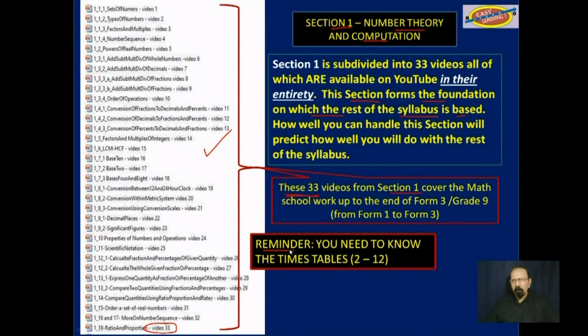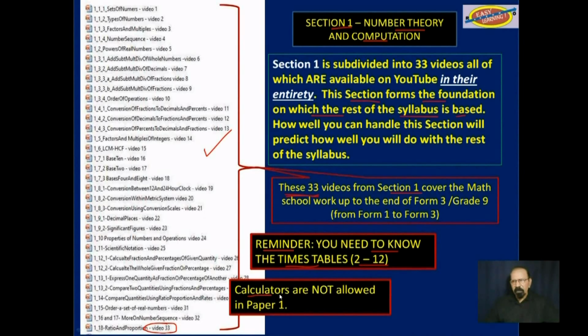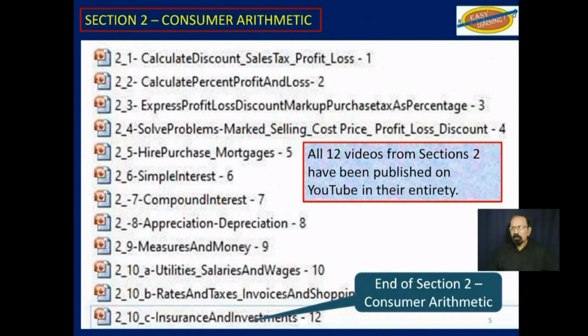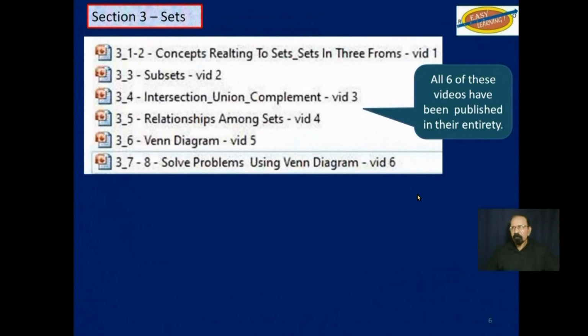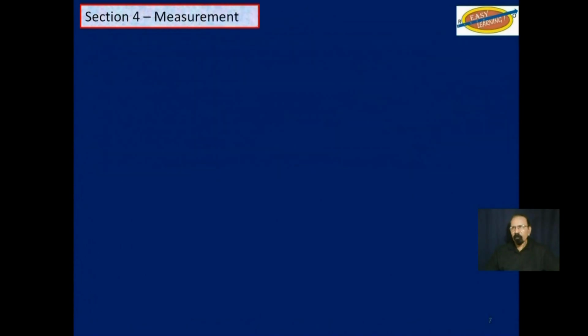Another reminder, you need to know the times tables 2 to 12, especially since calculators are not allowed in paper 1. As already pointed out, section 2, consumer arithmetic, all 12 of these videos have been published on YouTube in their entirety. From section 3, sets, all 6 of these videos have been published on YouTube in their entirety.